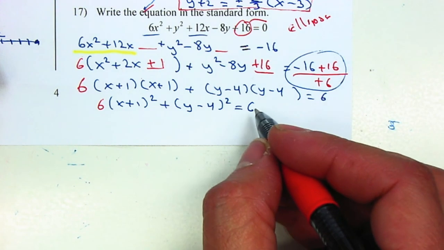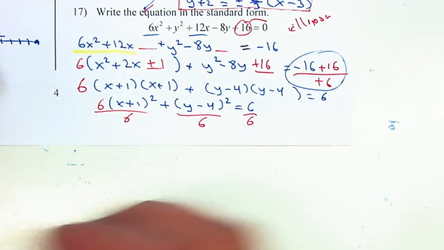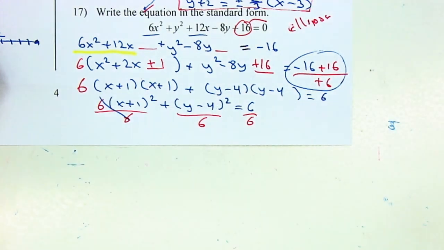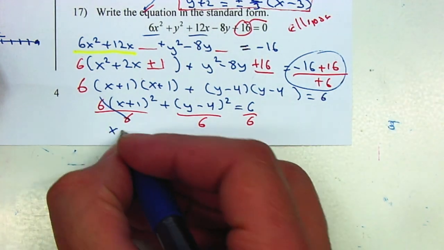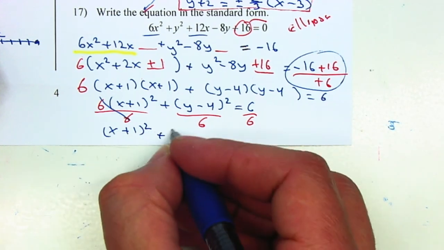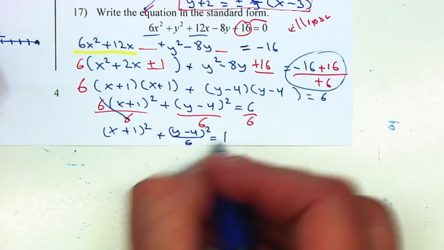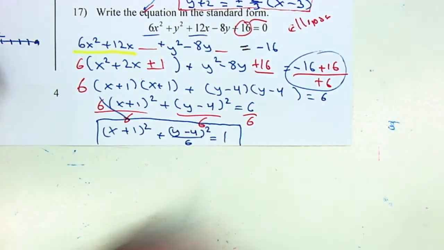Then this is an ellipse, so it has to be equal to 1. We're going to divide by 6. That cancels. So my answer will be x plus 1 squared plus y minus 4 squared divided by 6 is equal to 1. And that'll be my final answer.